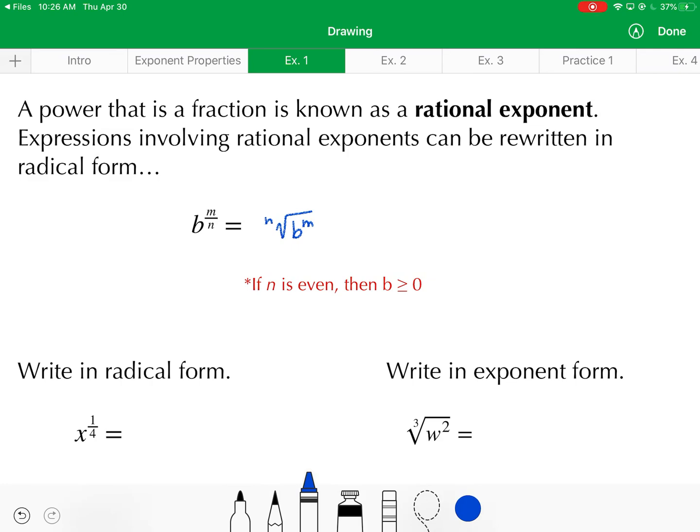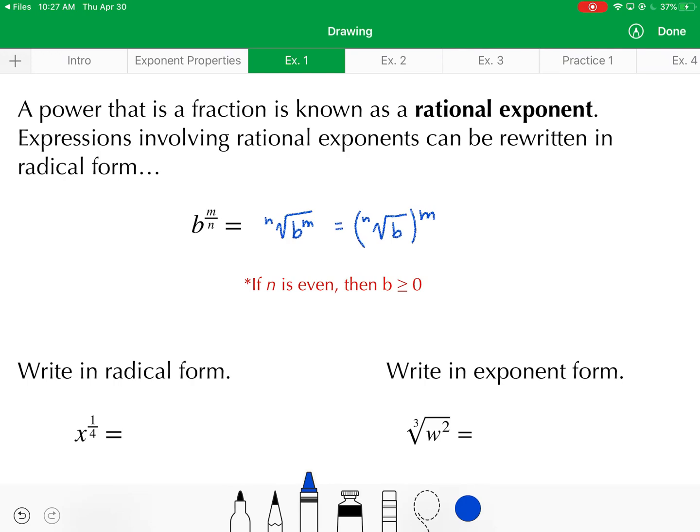Okay, there is another equivalent form here that's sometimes useful to use. It would be equivalent to the nth root of b, raised to the power of m. So the difference between the two radical forms here is just in the order in which you evaluate. In the first one that I wrote out, I would raise b to the power of m first, and then I would find the nth root of it. In the second one, I'd find the nth root of b first, then I would raise that result to the power of m.